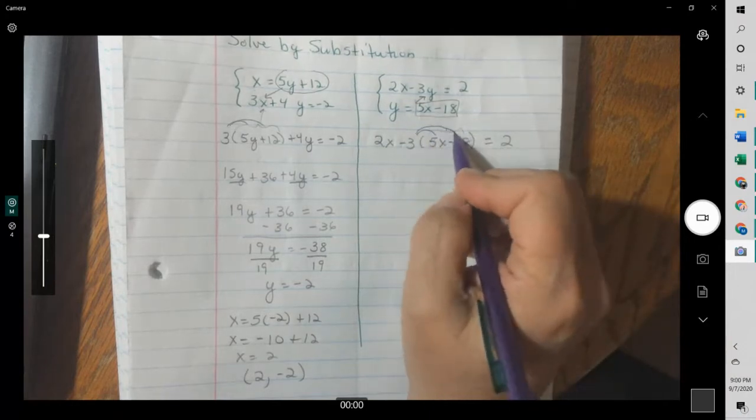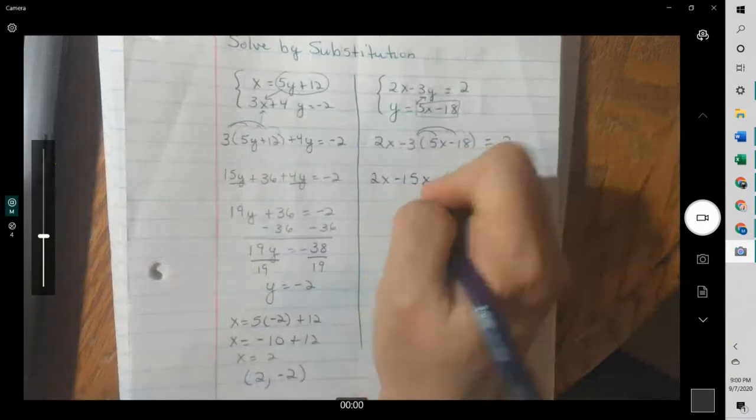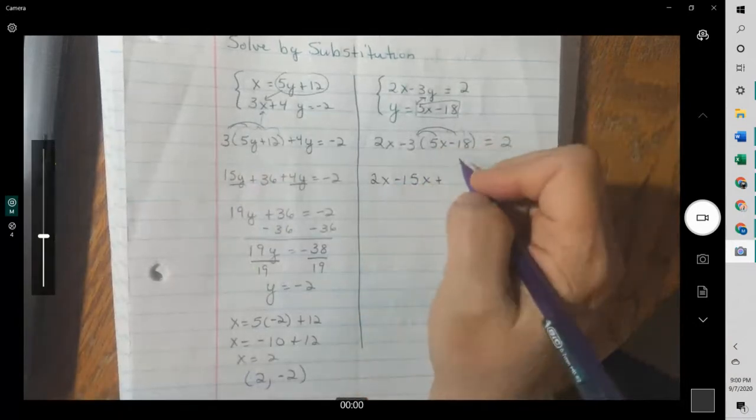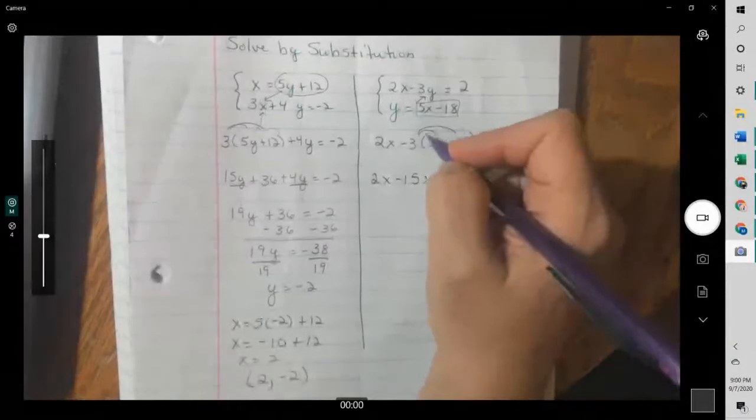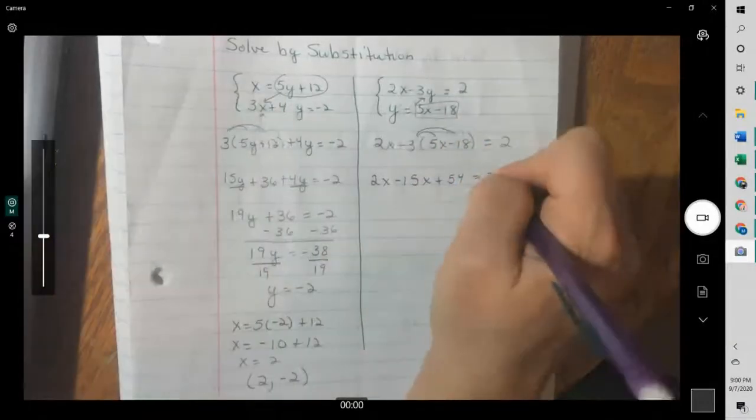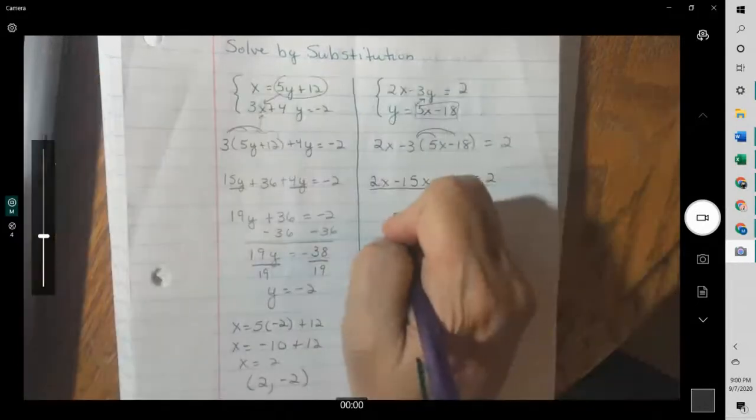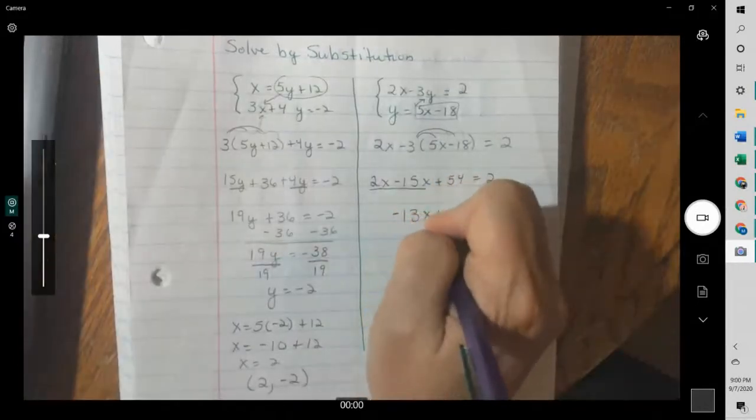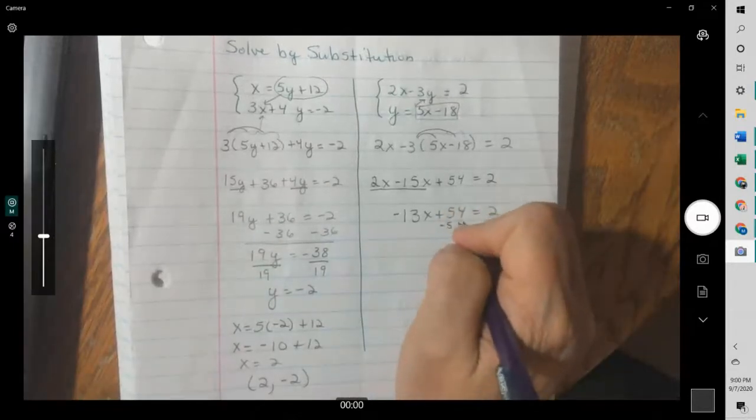Distribute the negative 3. Minus 15x plus 3 times 18 is, I'm not going to do that in my head, it's too late at night, 54. And negative negative is a positive. 54 equals 2. Combine like terms, these two. Give you a negative 13x plus 54 equals 2. Subtract the 54.